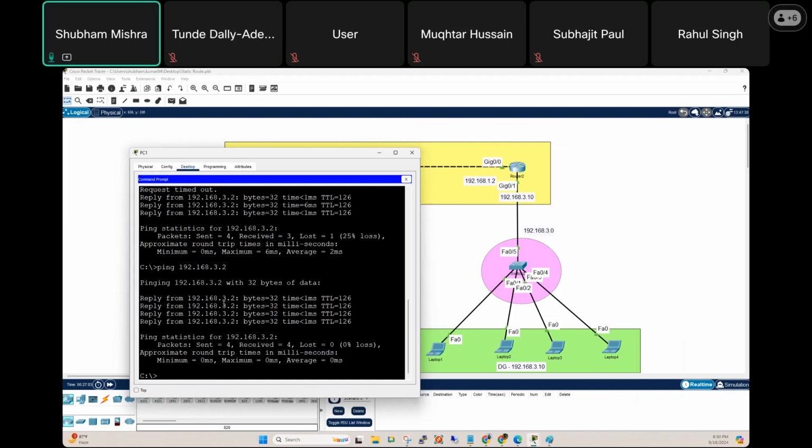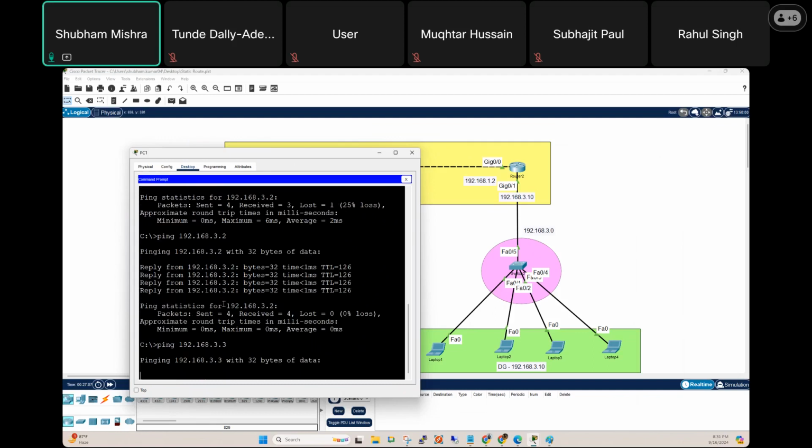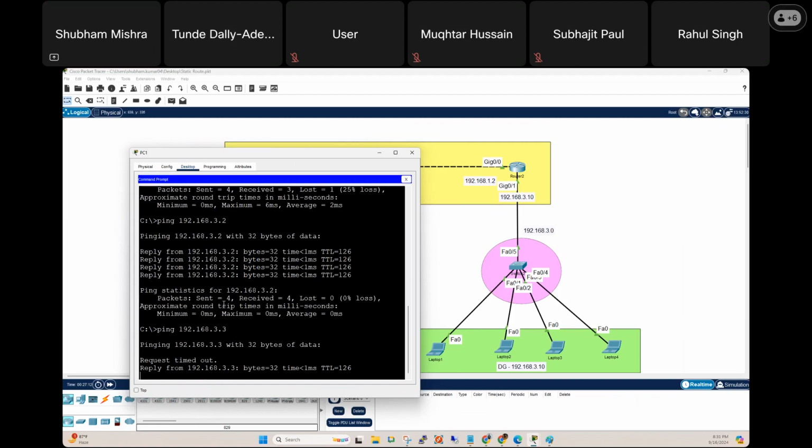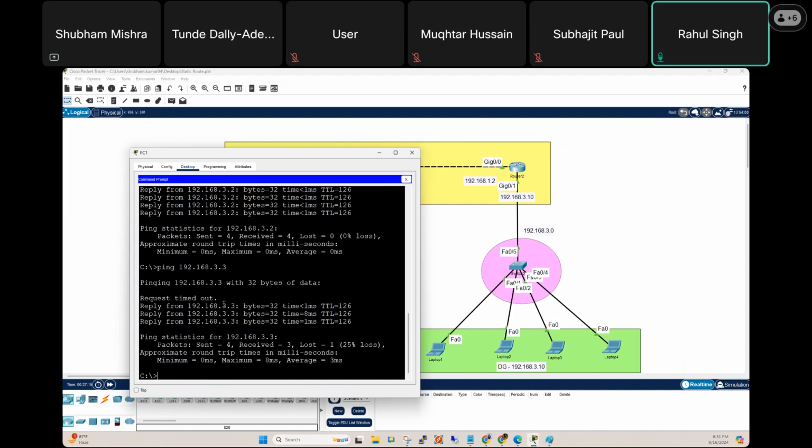If I am pinging from PC number 1 to laptop number 3, can I ping? Yes, sir. Why? Because we have given the static route for the complete network, sir. Right now, everyone? On the router, we provided the static route for the complete network. That's the reason I am able to ping. So we already provided a static route for the whole network, for the complete network.